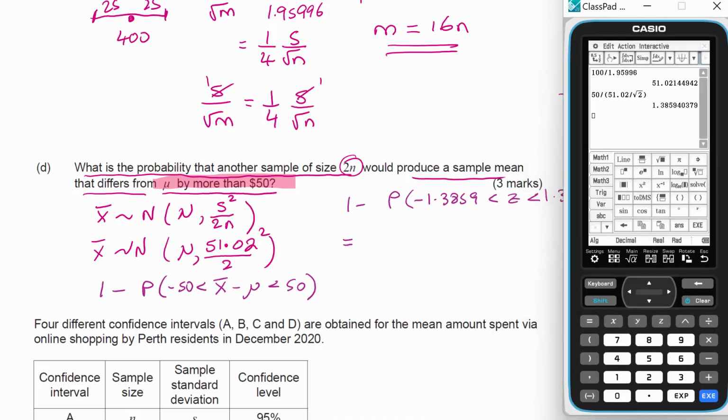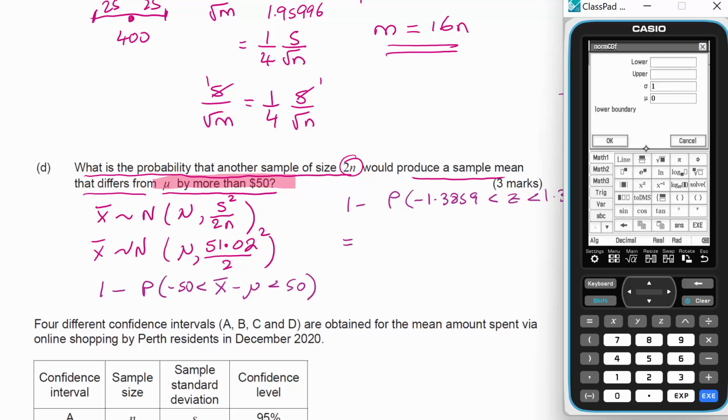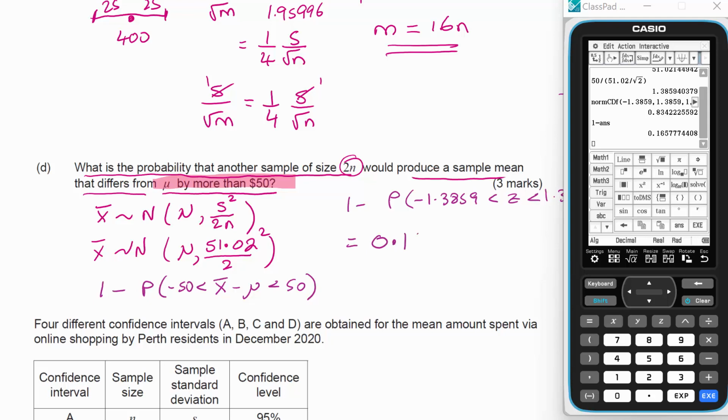So let's do the probability first. Normal CDF from negative 1.3859 through to 1.3859. It's standard normal, so leave the 1 and 0, and we get this, and it's going to be 1 take away my last answer, which gives me 0.166.